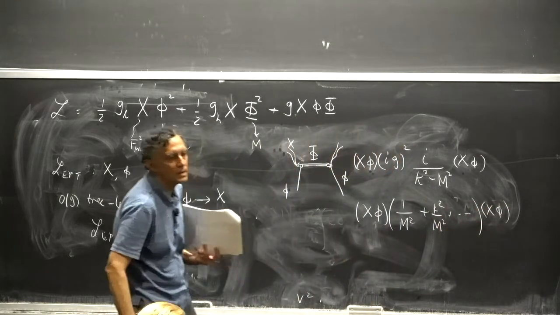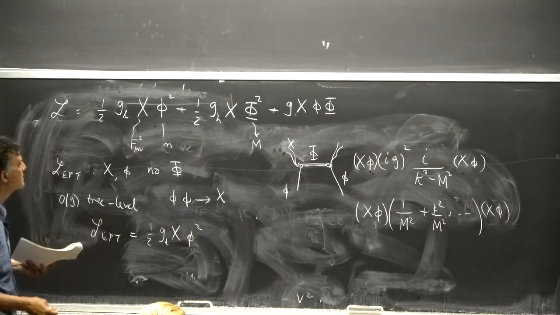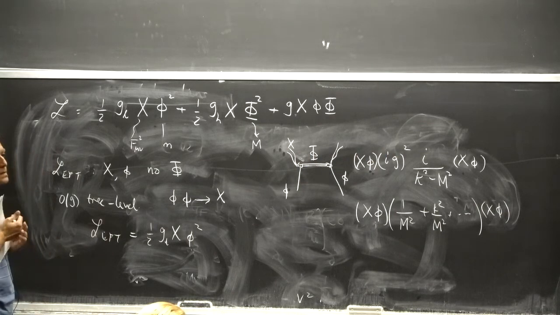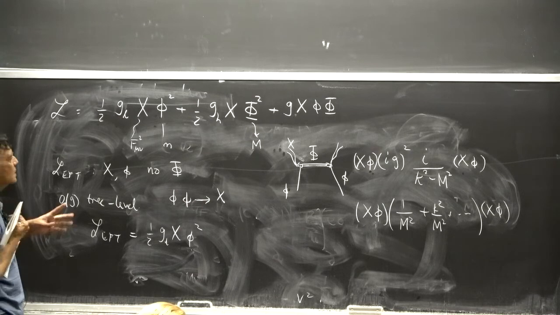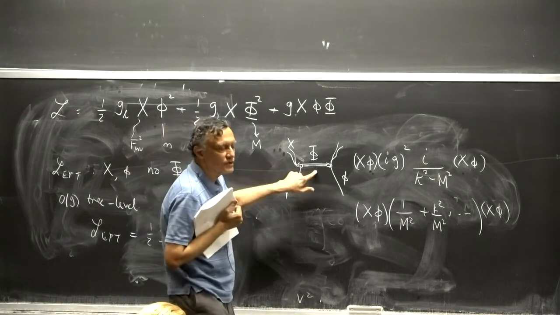Yeah. In the EFT, is the big Phi that's internal there? It's not there. As like an off-shell particle? No, no, no. This is not in the EFT. This is in the full theory.